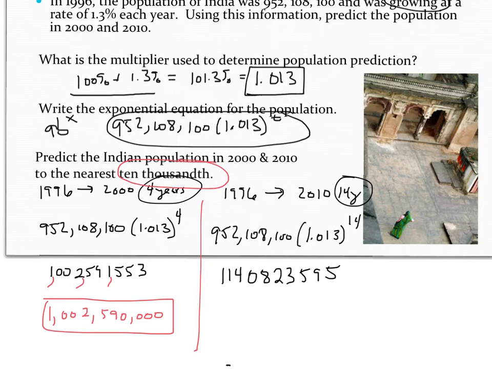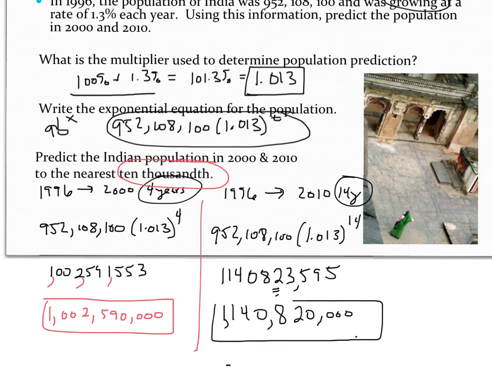We'll round to the nearest 10,000ths place again. So we get 11408. This guy right here is our 10,000ths place. It's at 23, so we'd round down. And that would be our final answer, 1,140,820,000. And that's how we can use exponential growth to model. It's common in population, so it's a good example to use.